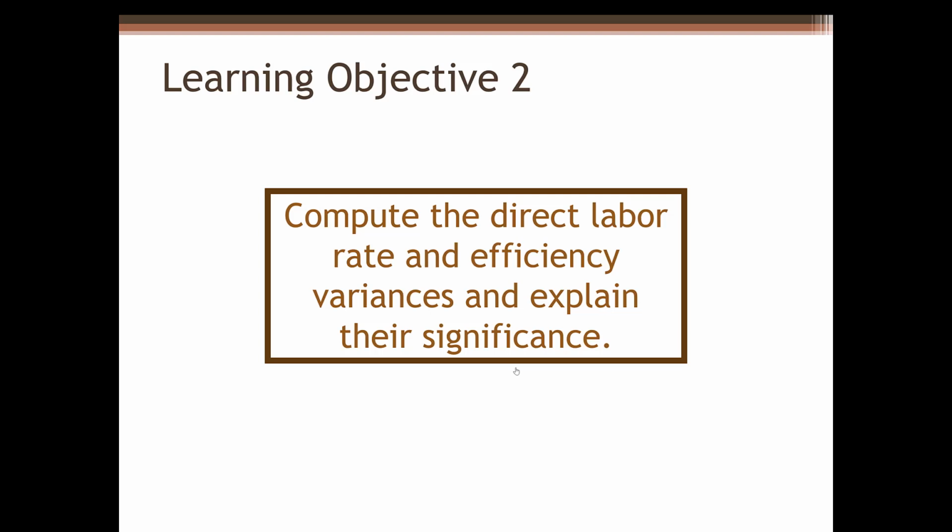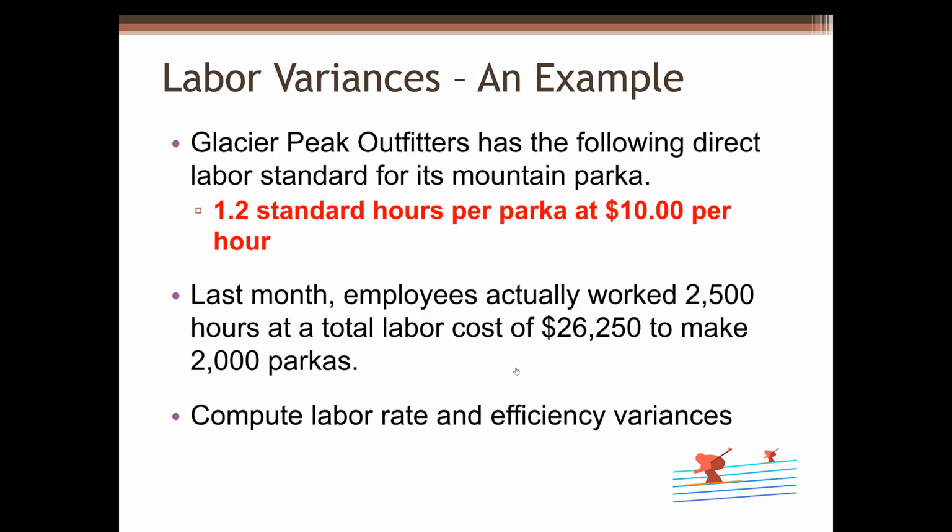Learning Objective 2 is to compute the direct labor rate and efficiency variances and explain their significance. Let's continue Glacier Peak Outfitters example. The company has the following direct labor standard for its mountain parka: 1.2 standard hours per parka at $10 per hour.